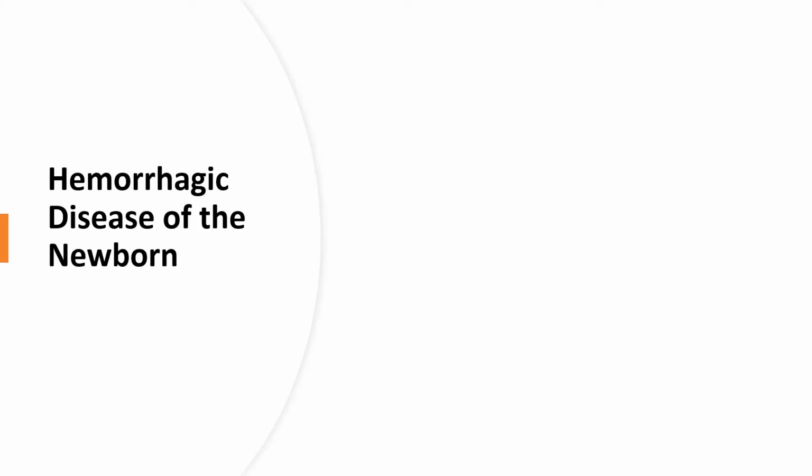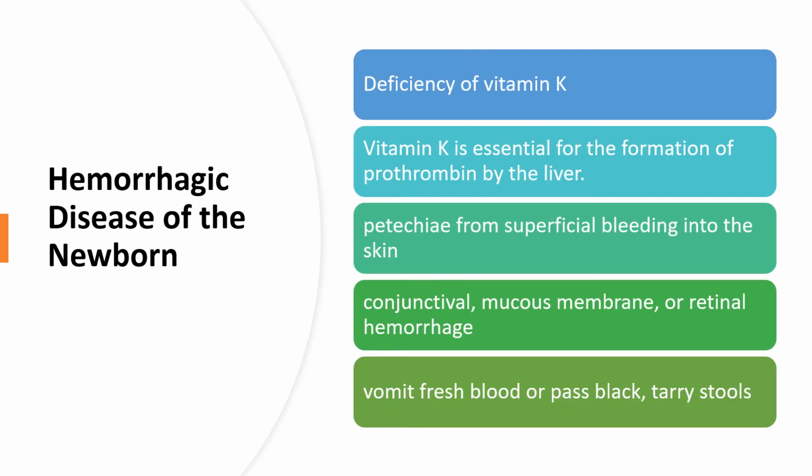Next will be the hemorrhagic disease of the newborn. It results from deficiency of vitamin K, which is essential for the formation of your prothrombin by the liver. So vitamin K is formed by the action of bacteria in the intestine. Because the intestinal tract of a newborn is sterile at birth, an infant forms minimal amounts of vitamin K until normal intestinal tract flora are established at about 24 hours of age.